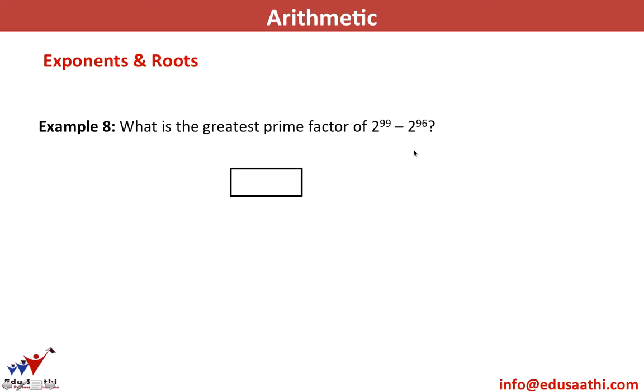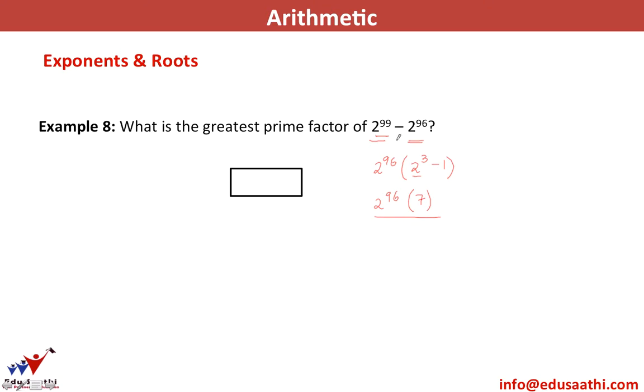Let's look at another question. The question is, find the greatest prime factor of 2 raised to the power 99 minus 2 raised to the power 96. Now I can take 2 raised to the power 96 common. Now this will be 2 cube, because when bases are same, powers are added, minus 1. 2 raised to the power 96 into this will be 7.